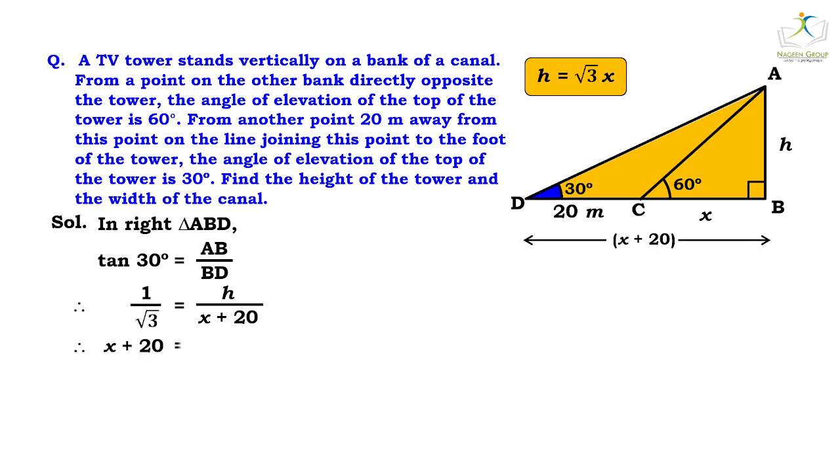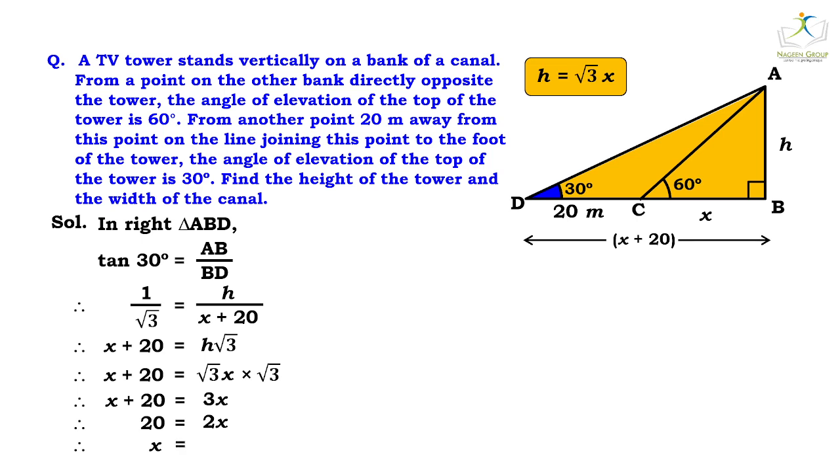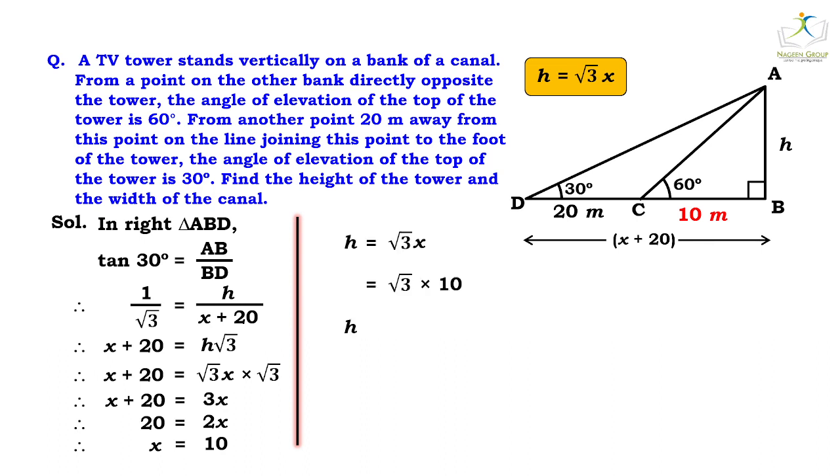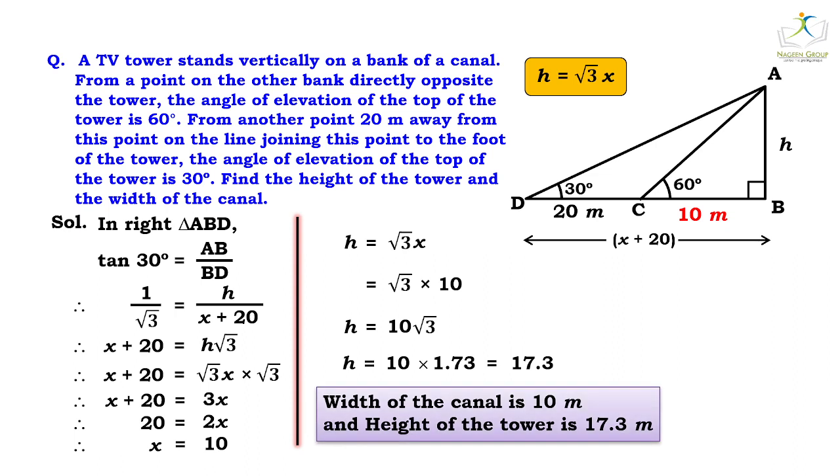Now here cross multiply. x plus 20 equals h√3, and putting the value of h, √3x into √3. Now x plus 20 equals 3x, 20 equals 3x minus x which is 2x, x equals 20/2, that equals 10 meter. Now h equals √3 into x, putting x as 10, the answer is 10√3. √3 is equal to 1.73, so h is 17.3. So the width of the canal is 10 and the height of the tower is 17.3.